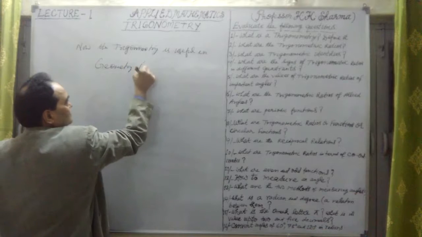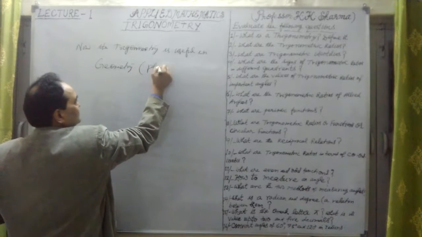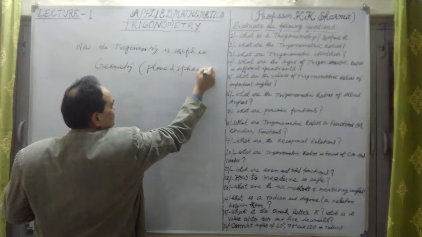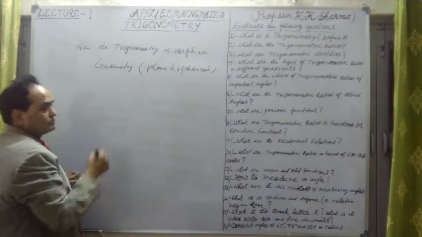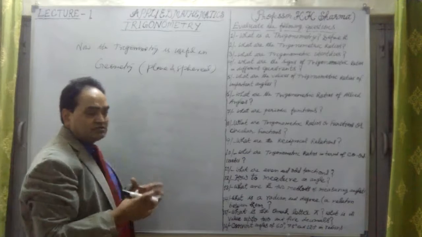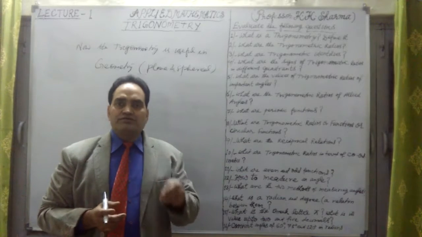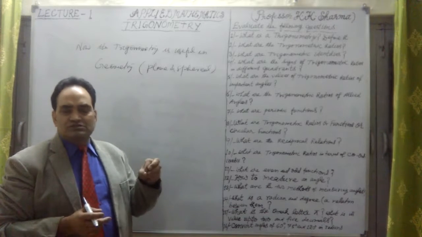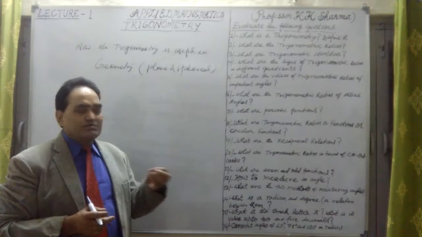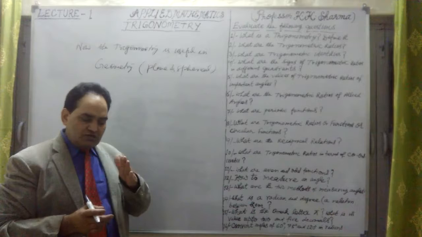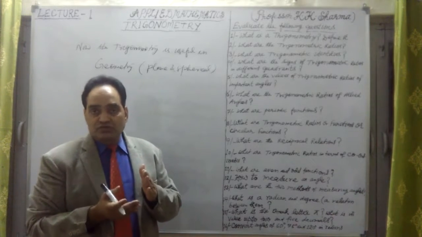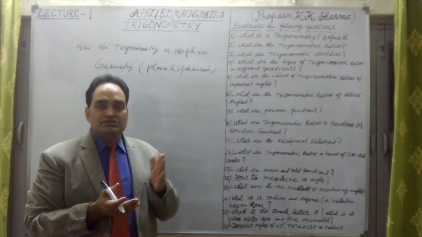First is geometry, plane and spherical. The study of geometry is finally configured to triangles. Initially it is quadrilaterals, pentagons, hexagons, everything, but the basic fundamental is the triangle. The study of triangles is known as trigonometry.